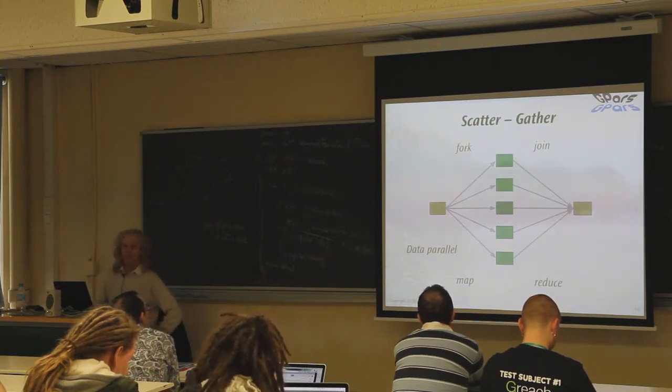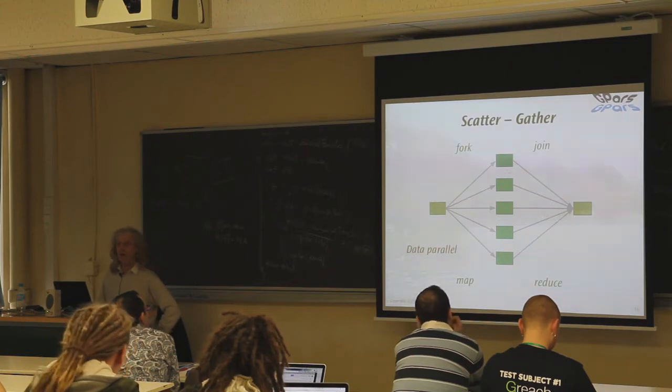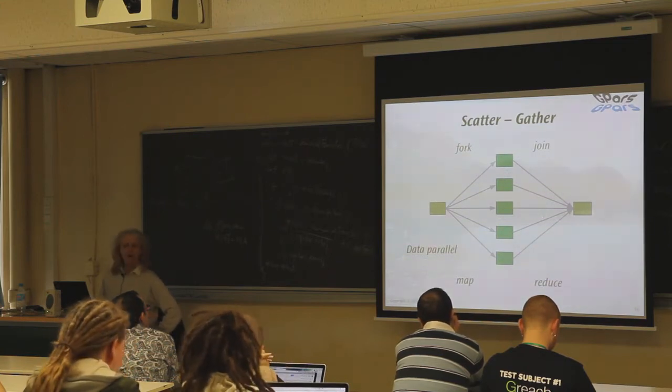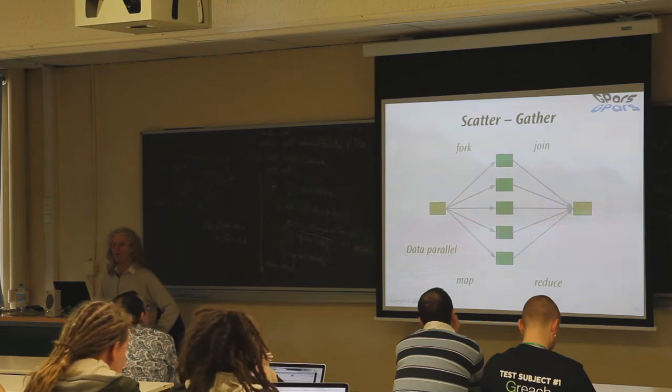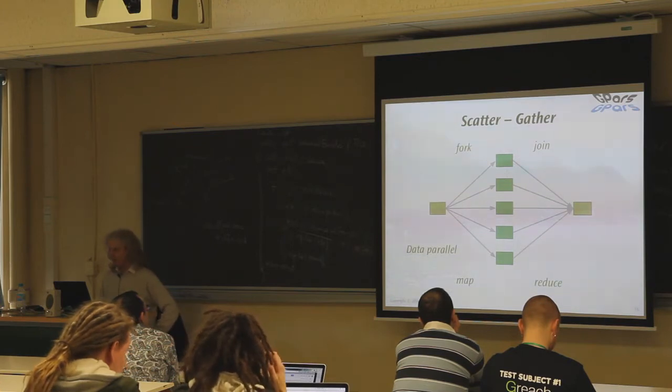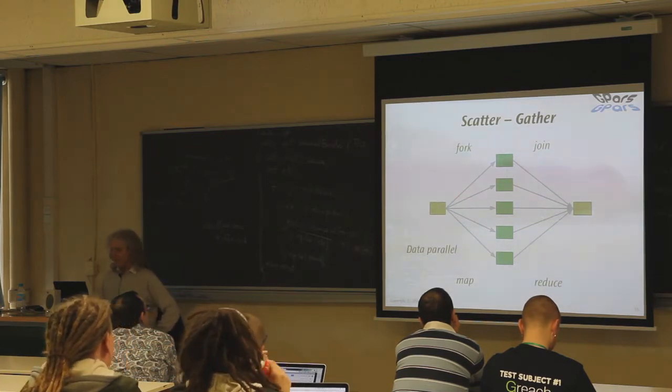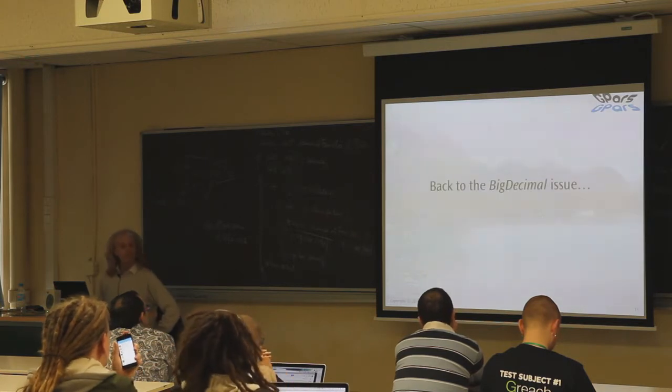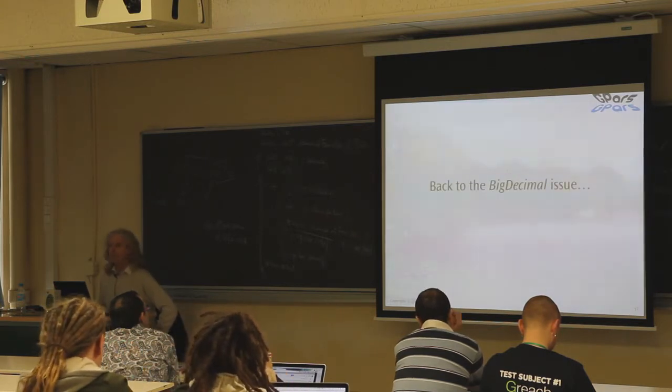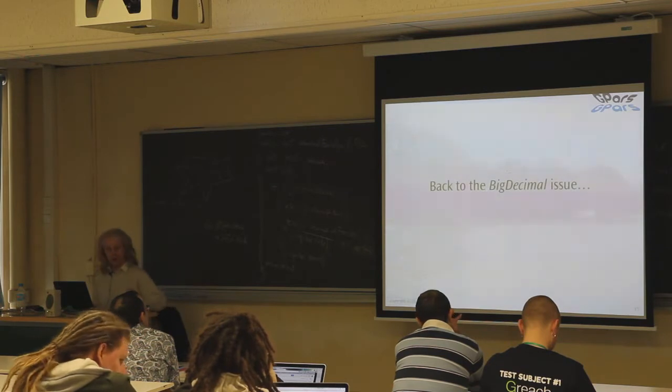Pretty diagram, but it's basically about scatter gather, Hadoop, MPI, lots and lots of frameworks for doing all this sort of stuff. But the issue was BigDecimal, and that's going to be a sort of sequential issue.